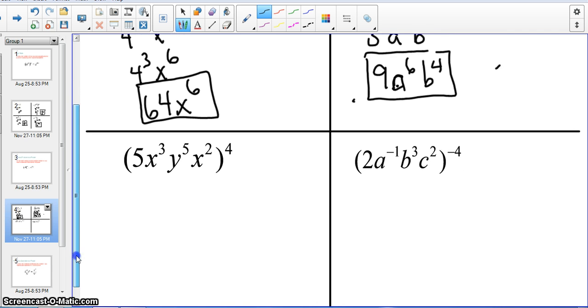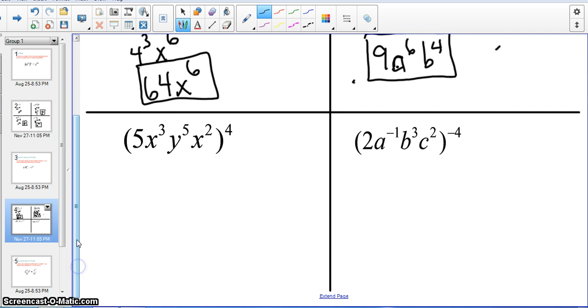This next one, we can do the power rule right away. So everything inside here gets raised to the fourth. This is one way. 5, so this exponent, 1 times 4 is 4. This x, 3 times 4 is 12. This y, 5 times 4 is 20. That x, 2 times 4 is 8. So now I need to simplify it. 5 to the fourth is 5 times itself 4 times, so it'd be 625.